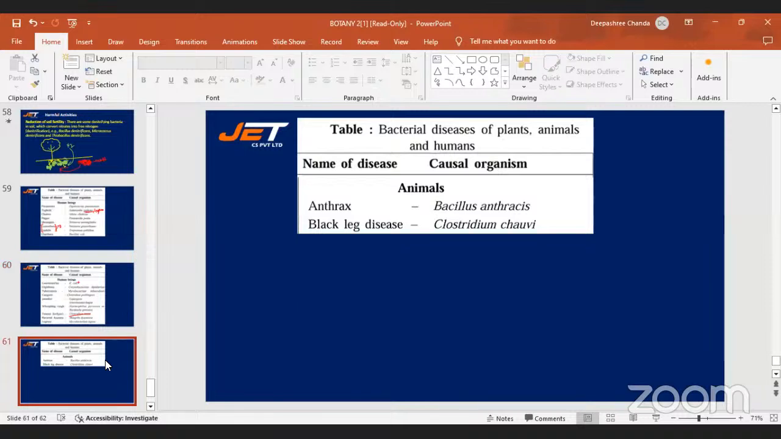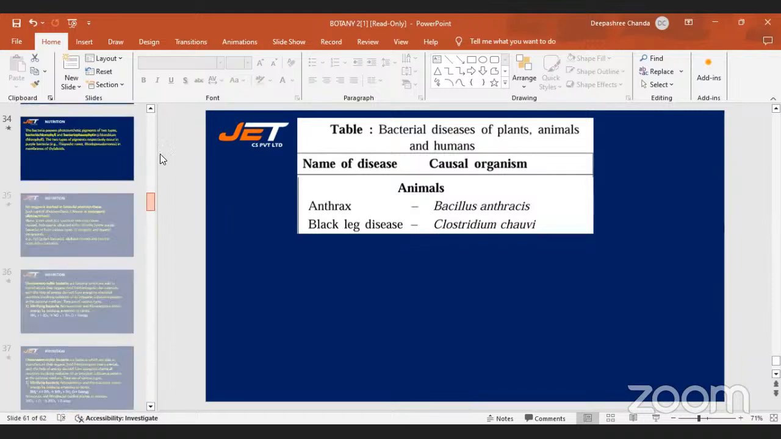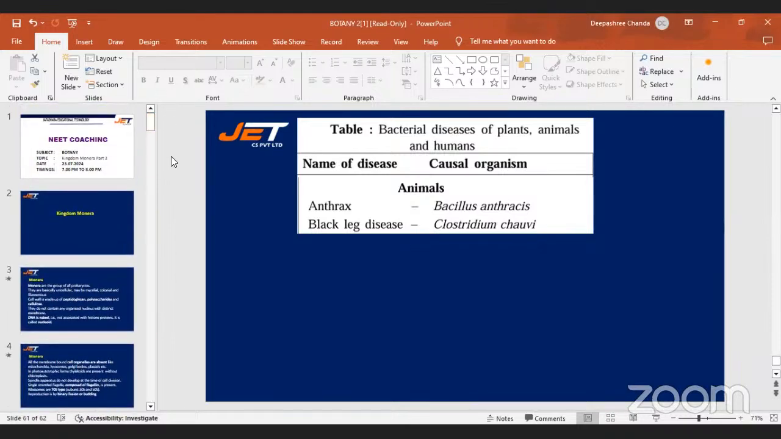Anthrax is Bacillus anthracis, black leg disease is Clostridium chauvoei. So this is the entire thing for the bacteria, not the entire chapter, there are other things. Any question you want to ask me? Tomorrow is an exam, so whatever we have learned so far will be included in tomorrow's exam.